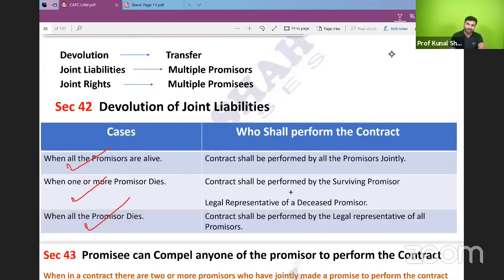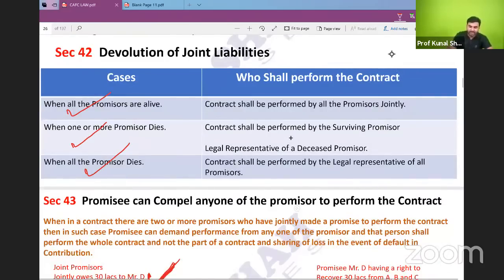You just make a note over here. Once the contract is formed, even death cannot stop the performance of a contract. The contract will be performed by the legal representatives, provided it does not involve personal skills and personal taste. If there is an involvement of personal skills or personal taste, then sorry to say, it is not possible for it to be performed by the legal representatives.